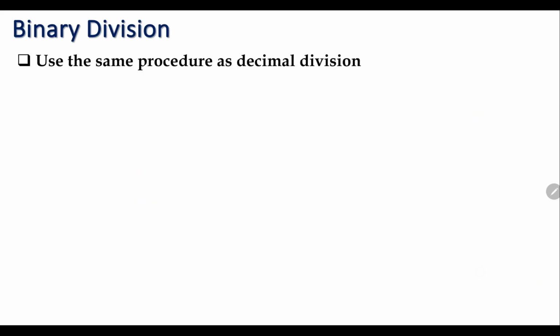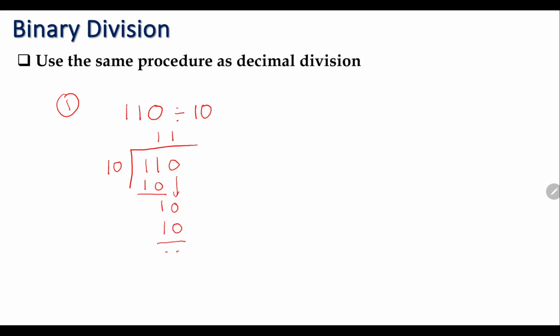Okay, next. Next is binary division. For binary division, use the same procedure as decimal division. For example, you have 110 divided by 10. 110 divided by 10. 10 times 1, you got 10. So you got the rest going down, 0. So 10 times 1, you got 10. So the answer will be 11.